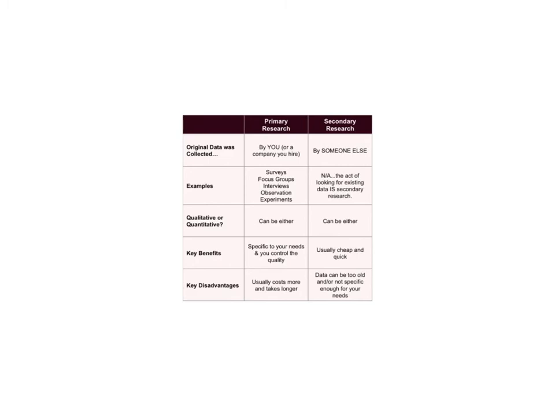Key benefits: primary research can be specific to your needs and control the quality. Secondary research is going to be cheap, usually quick. Key disadvantages: it costs more and takes longer to do primary research. Disadvantages of secondary research: it's out of date and it's not specific enough for your needs.